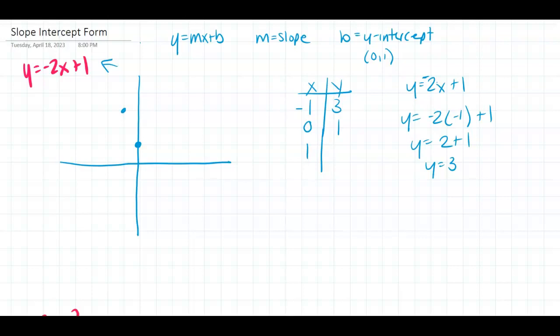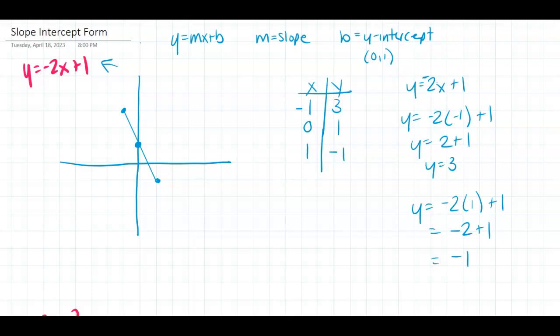Okay. Last, if I put in my 1, negative 2 times 1 plus 1. This is going to be negative 2 plus 1. That's going to give me negative 1. So my point would be 1, negative 1. Over 1, negative 1. Oh, look, and that lines up. Look at that. I didn't know that would do that either. Like make it straight. New trick I learned today.